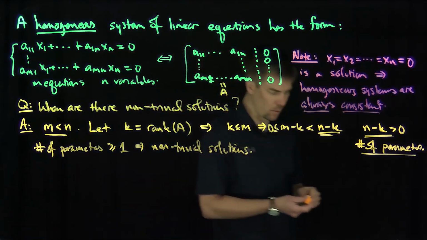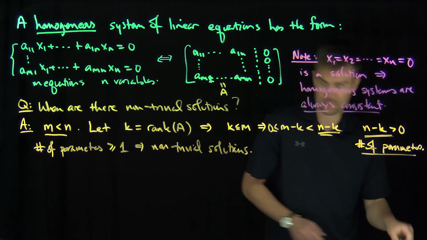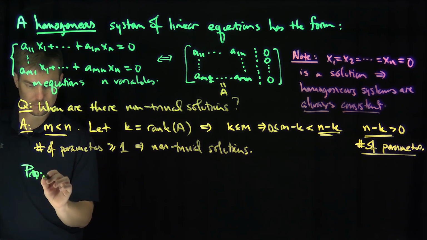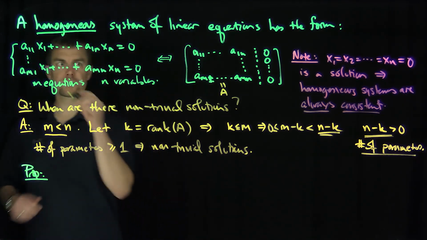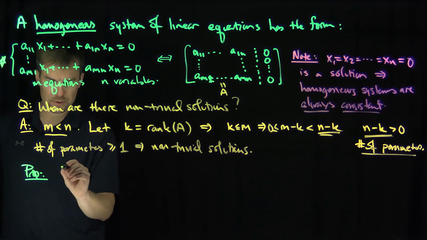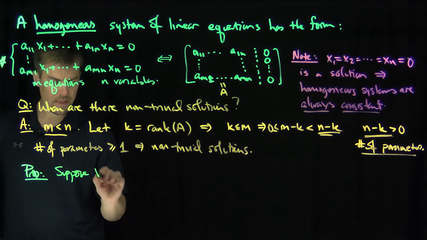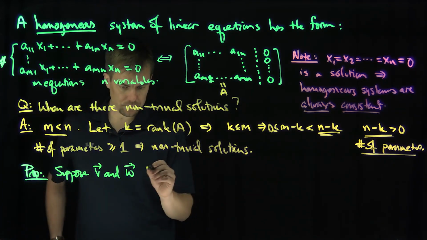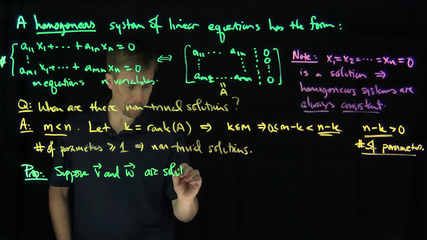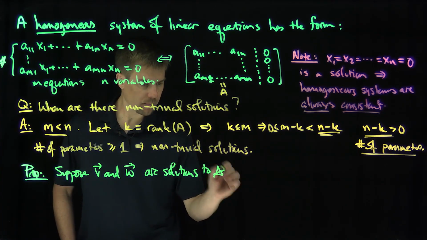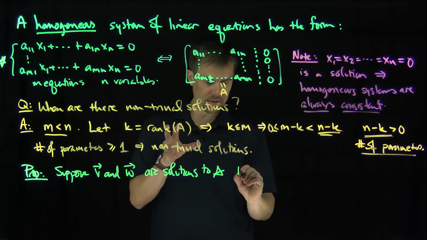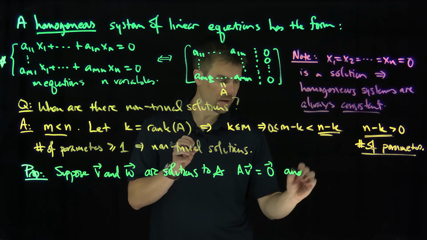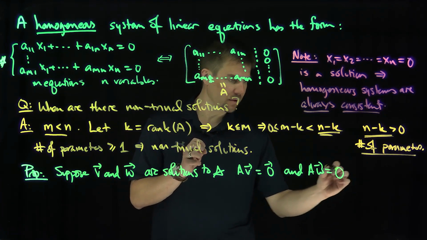Great. The next thing we want to address is a very important idea which we're going to see later on in the course, and that's the idea of a subspace. So here's a little proposition for us. Let's call this system star. Suppose that V and W are solutions to star. That, of course, means that A applied to V in our matrix notation is equal to the 0 vector, and A applied to W is the 0 vector.